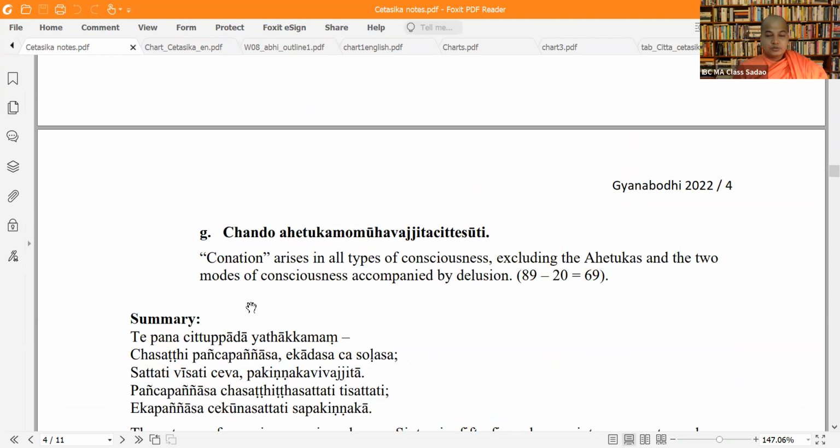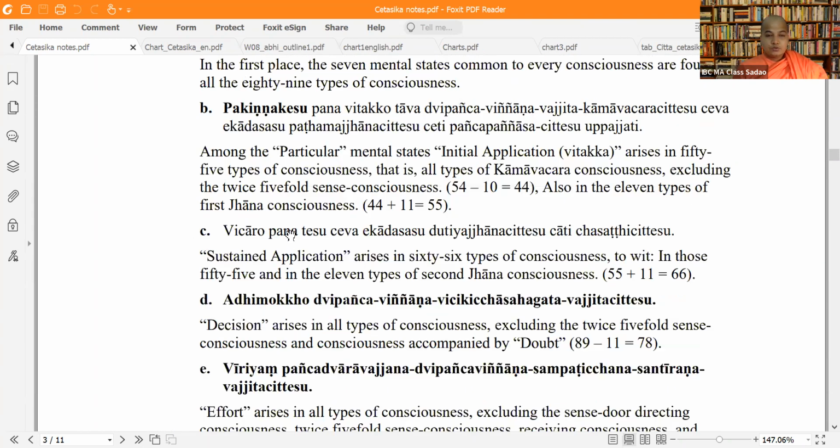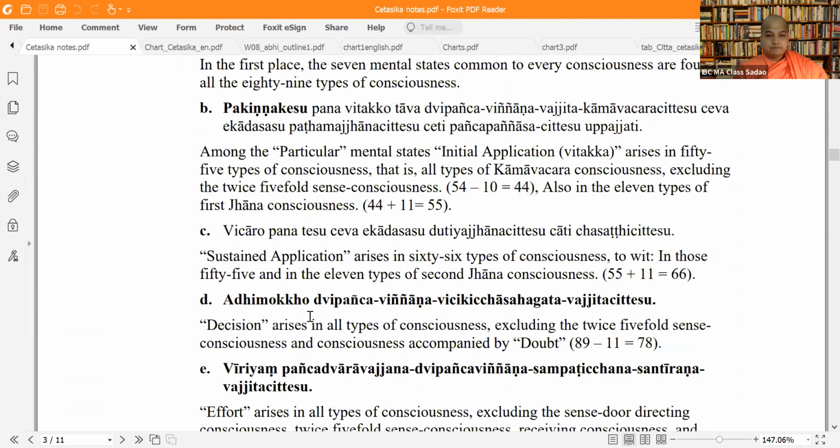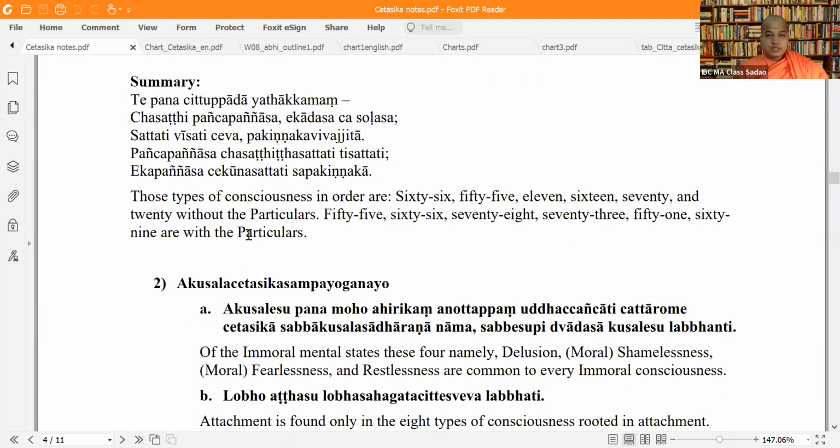So this is the discussion with regard to these 2 types of cetasika, sabba chitta sadharana and pakinnaka. But this is just a summary. Now here you have a different presentation, it says: Tepana chittupada yatakamang chasati, Panchapanyasa, Ekadasa cha Solasa, Sattati Visati Cheva, Pakinnaka Vivajita. So this is Pakinnaka Vivajita, without the particulars or without ethically variables.